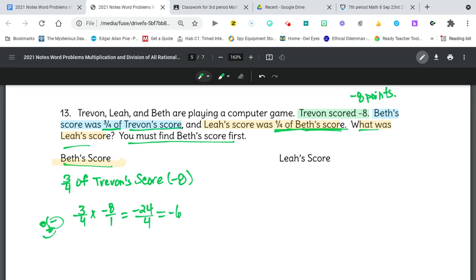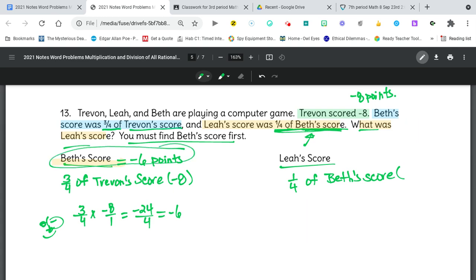Which is -6. So I know Beth's score is equal to -6 points. Okay. So now it's easy to find Leah's score. Well, Leah's score was 1/4 of Beth's score. And I just found Beth's score. Beth's score was -6. So now I'm just going to do 1/4 times -6, put it over 1. That gives me -6/4.